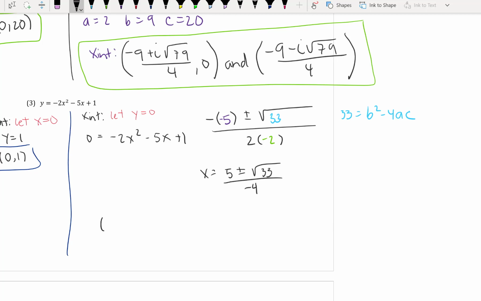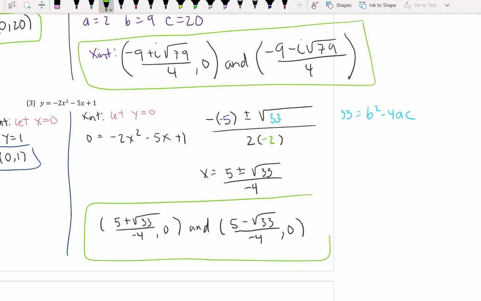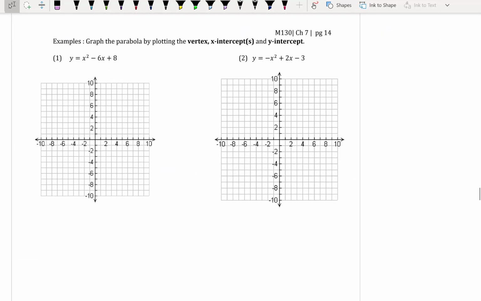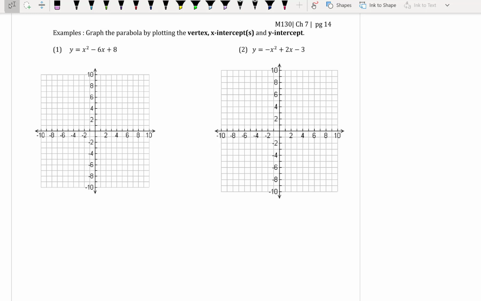So now my x-intercepts, I have 5 plus the square root of 33 over negative 4, comma 0, and 5 minus the square root of 33 all over negative 4, comma 0. And those become my x-intercepts. Okay. Now, for the next example, it says graph the parabola by plotting the vertex, x-intercepts, and your y-intercepts.